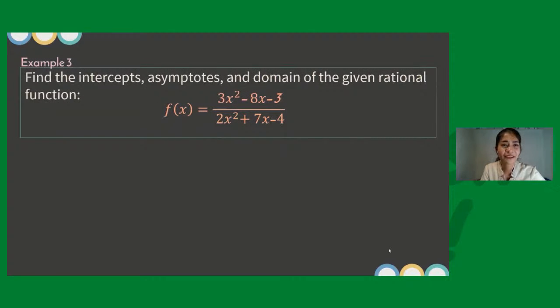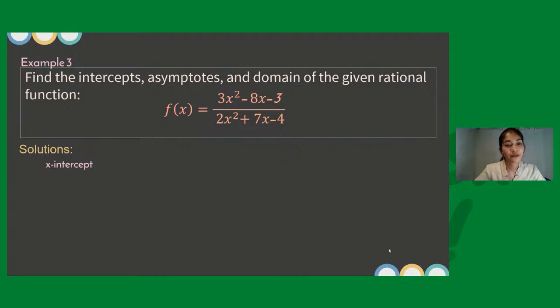Now, for another example, ito naman we are going to take the intercepts, asymptotes, and domain of the given function. So we have here the function f of x is equal to 3x squared minus 8x minus 3 all over 2x squared plus 7x minus 4. Ayan. So, unahin natin yung x-intercept. Let's find out the x-intercept.